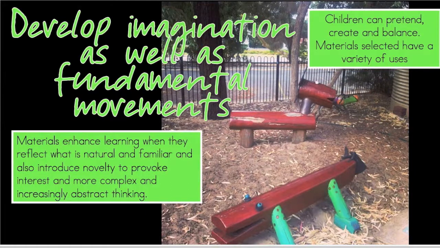So here, there are sculptures that you can see, but these sculptures have a dual purpose. They can encourage balancing as well. So I love that. Children can pretend to create and balance, and materials selected have a variety of uses. This is particularly important when you are developing your outdoor space, so that zones have multiple purposes.